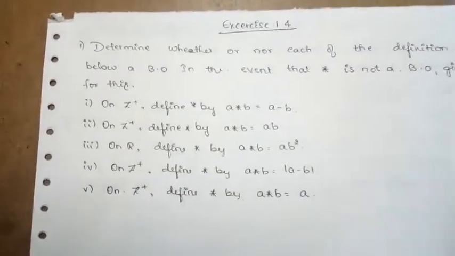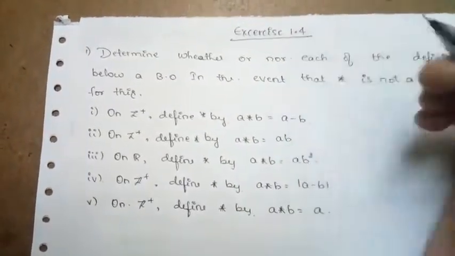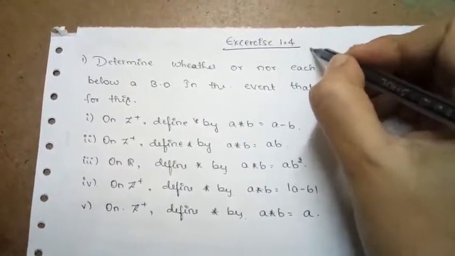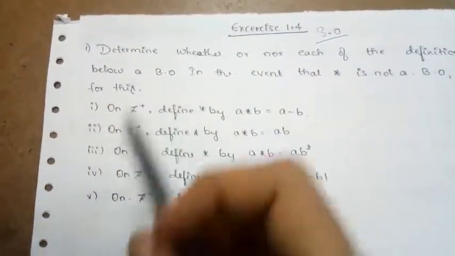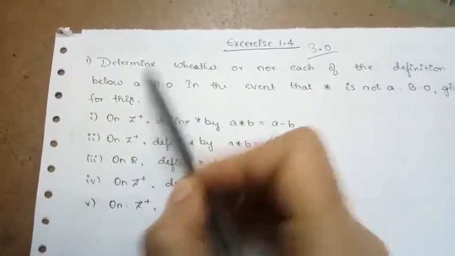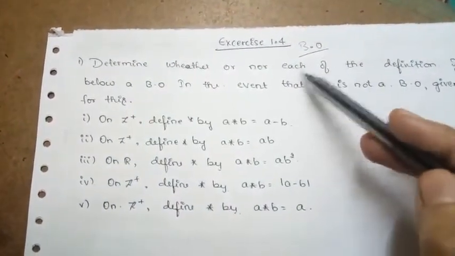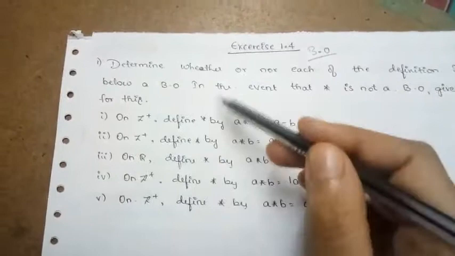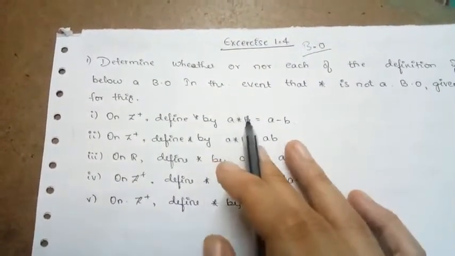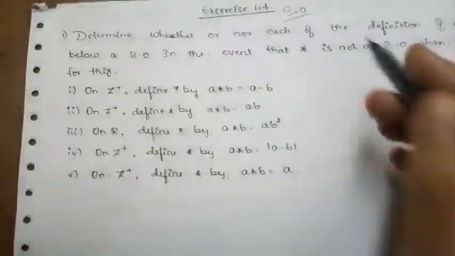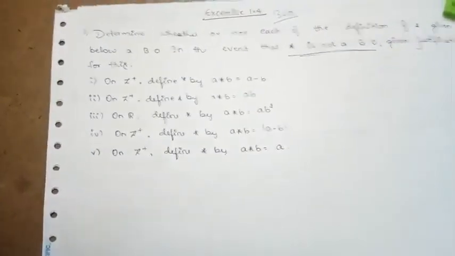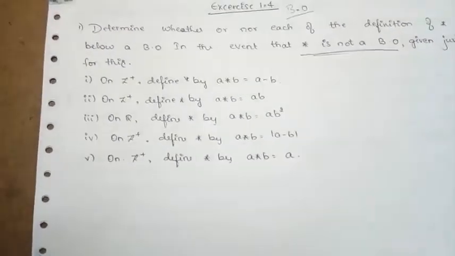Hi students. So today let us move to the exercise for 1.4 based upon the binary operation. In that first question, we need to determine whether or not each of the definitions given below is a binary operation. So whether star is a binary operation or not, we need to check this and give justification if it is a binary operation or if it is not.